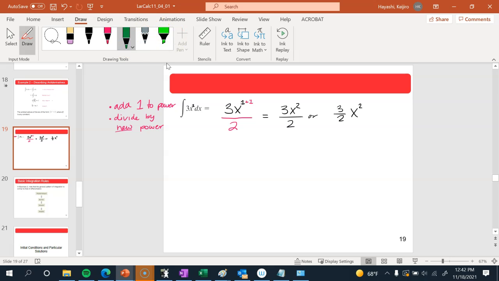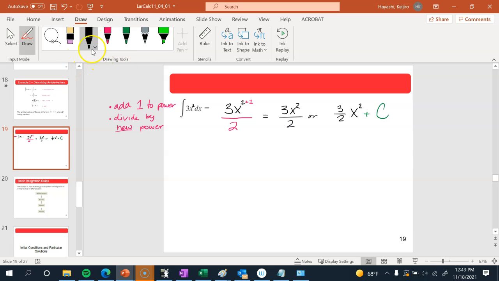And what I mustn't forget is that plus c, because not only is 3 halves x squared an antiderivative, but anything of the form 3 halves x squared plus a constant is also going to be an antiderivative. And if you wanted to check that this is the kind of equation that gives 3x as its derivative, you could take the derivative of that, c, to get 3x.